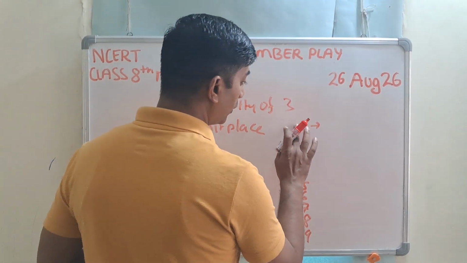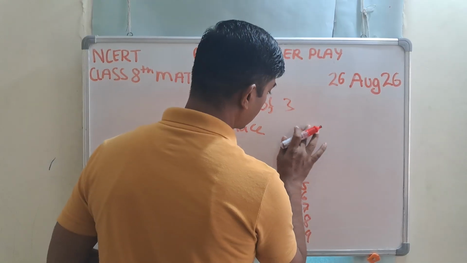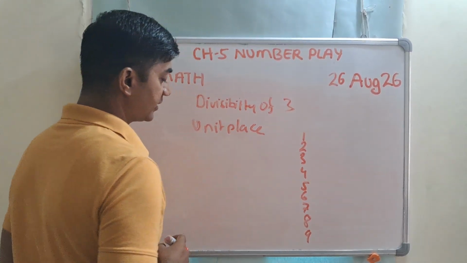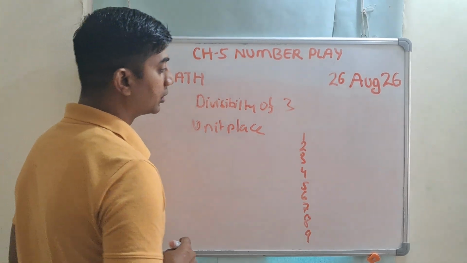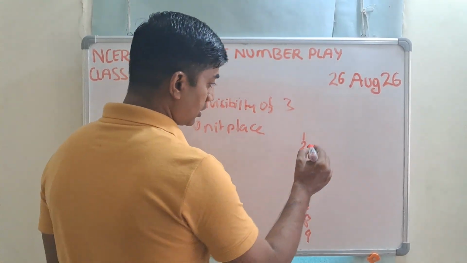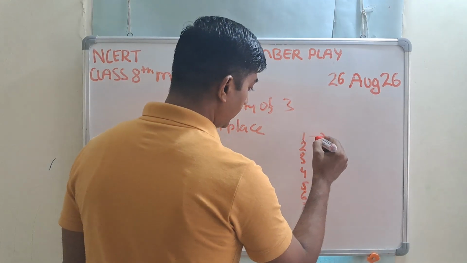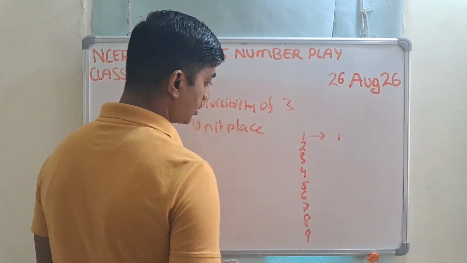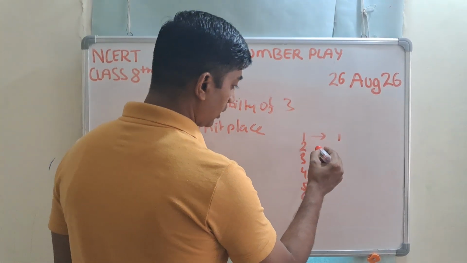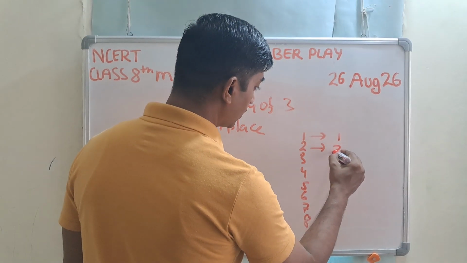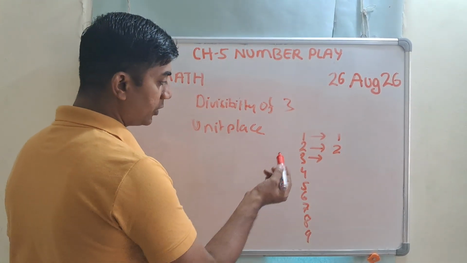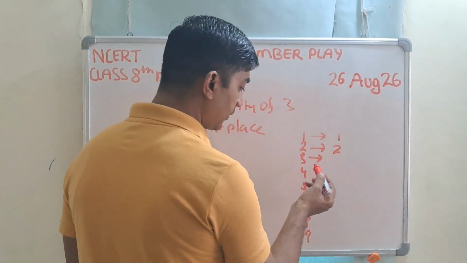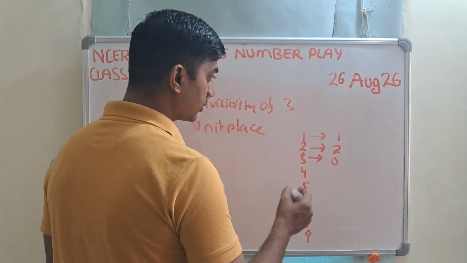Now this 0 we will check in other cases, that is from tens place. Now see, 1 will give you remainder 1, and 2 will give you remainder 2, and 3, when you divide this by 3, will give you remainder 0.